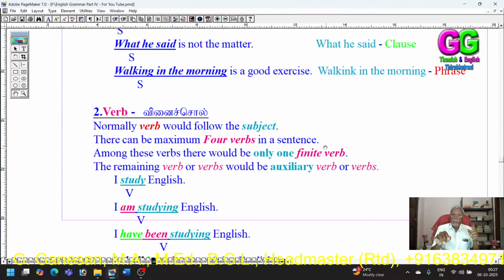Among the four verbs, one verb should be the final verb. If there is only one verb, that should be the final verb. If there are two or three or four, there should be one final verb, and the remaining one, two, or three should be auxiliary verbs. Let us see the examples.